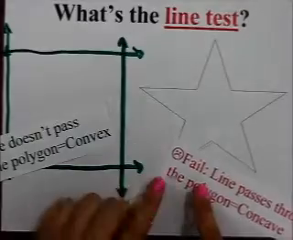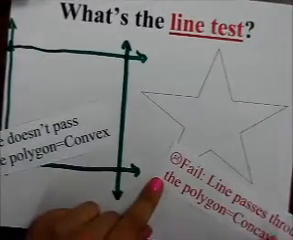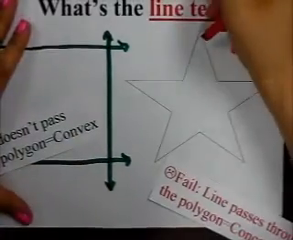Again, if it fails, that means that the line is going to pass through the center of the polygon. If it fails, it is concave. Let me take a look at this now. I'm going to trace over all the edges of the polygon.